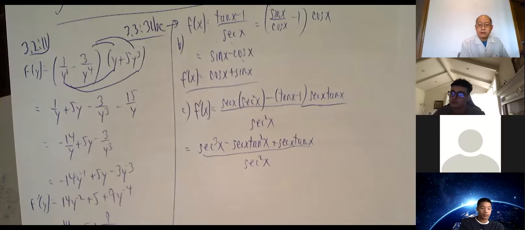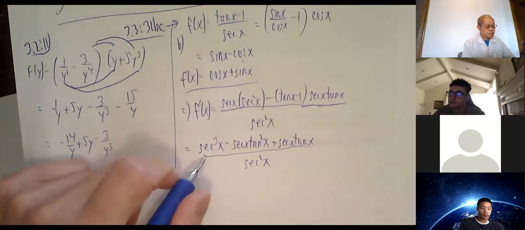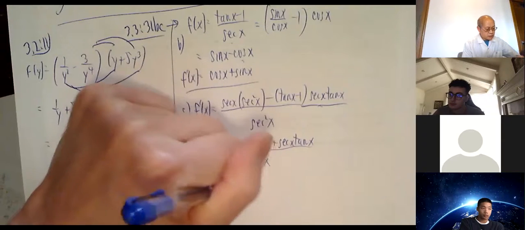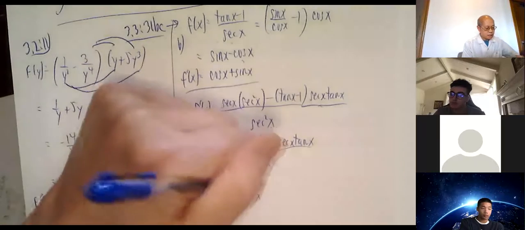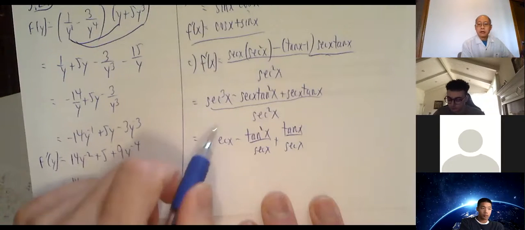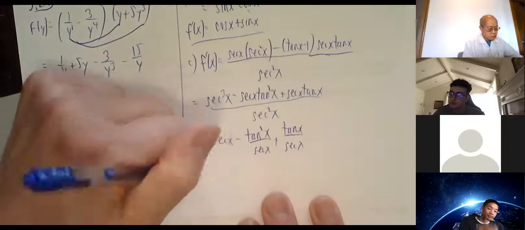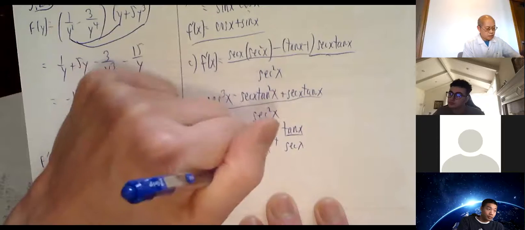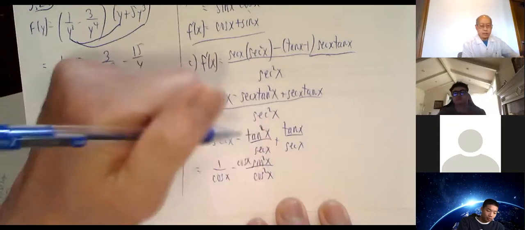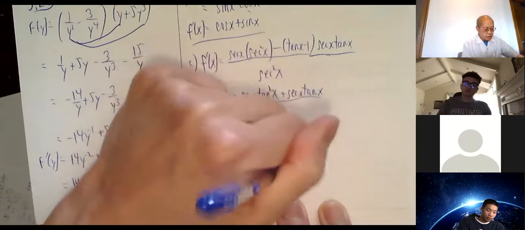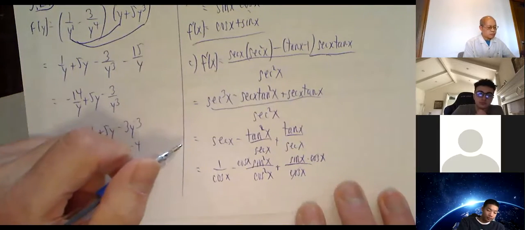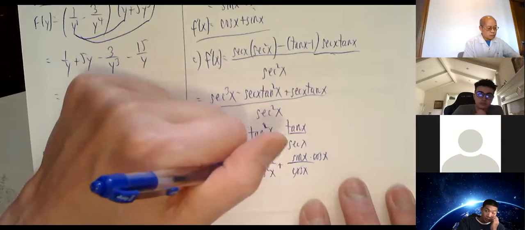Okay, so what can we do here now? Let me just actually divide through. So this is going to be secant x minus tangent squared x over secant x plus tangent x over secant x, I think, unless I made a mistake. So this is 1 over cosine. Tangent squared is sine squared x over cosine squared x. Reciprocal of secant is cosine, so there's a cosine on top. And tangent is sine x over cosine x, times the cosine x. Cancel, cancel, cancel, cancel.